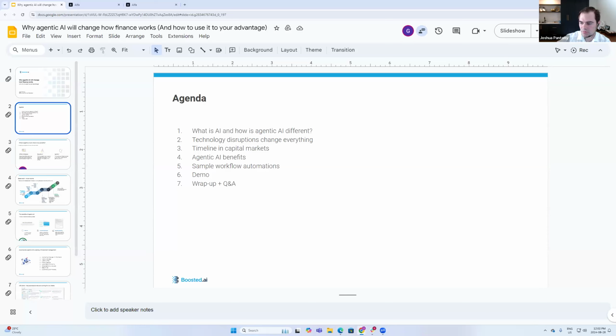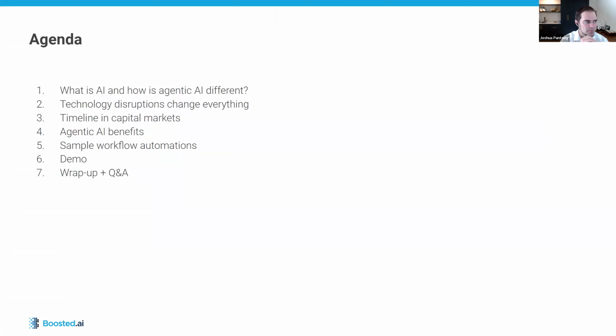So at a high level, I'm going to start by talking about what is agentic AI versus historic AI. We're going to go from there into some examples of how we think this could be disruptive. And then I'm mostly going to just jump right into a demo, showcase a bunch of different examples of how this could be valuable. And at the end, we'll take a whole bunch of questions.